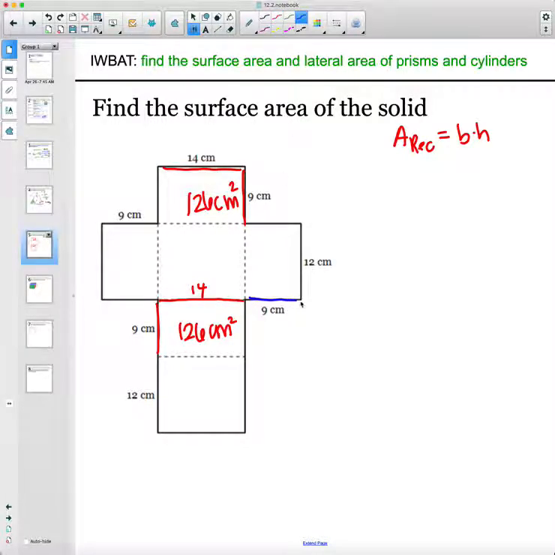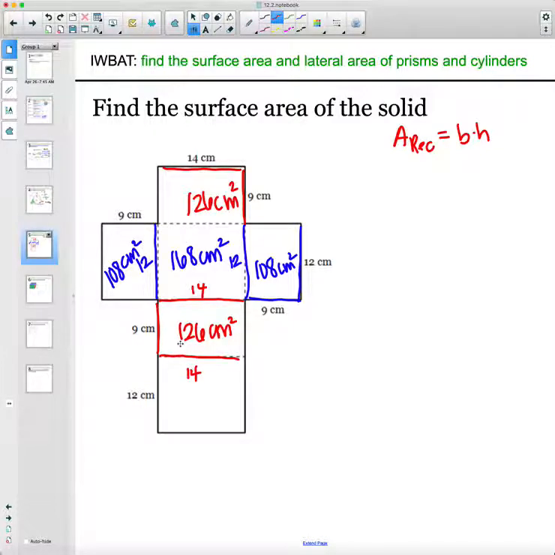This one over here, we've got 9 by 12. So 9 times 12 is 108 centimeters squared. This 12 stays for this one. This middle one here would be 12 times 14, so we would get 168 centimeters squared. This piece right here is 12, so this would be 12 times 9 again, which is 108 centimeters squared. And then we just need this one. Again, this right here is 14, so this would be 14 times 12, which is 168.